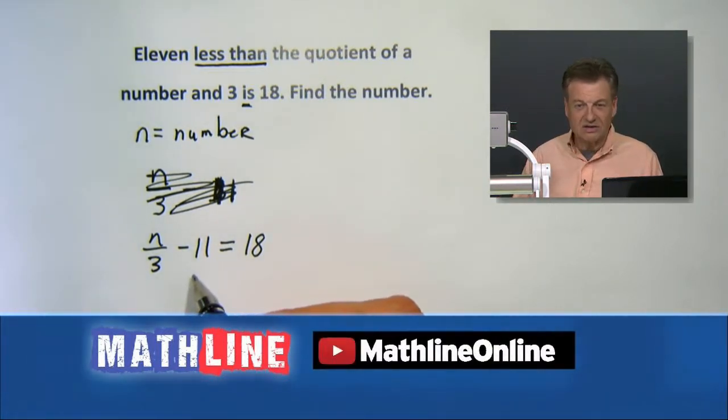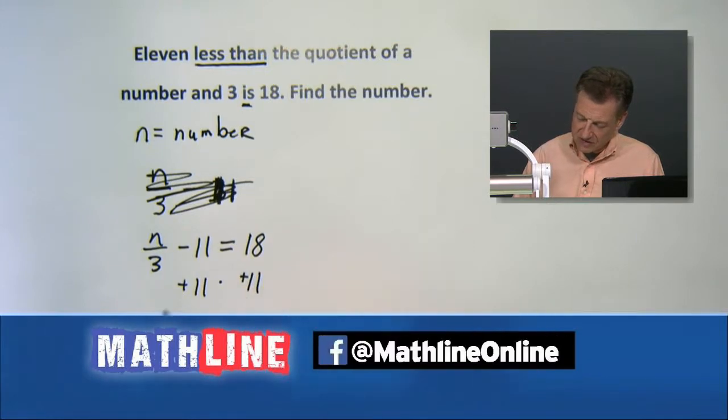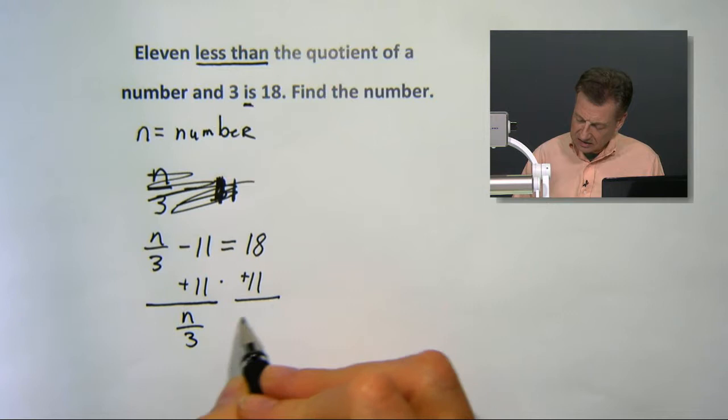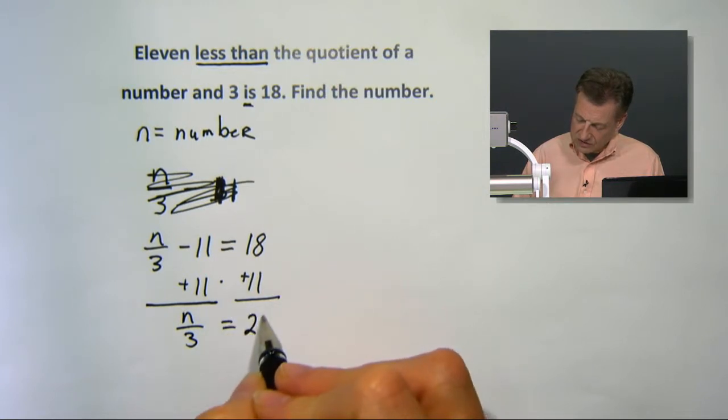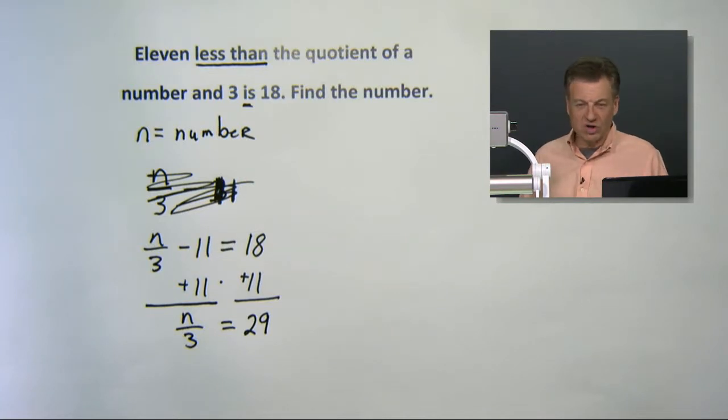Add, we're going to get rid of the 11, right? So we're going to add 11 to both sides. We'll put a plus 11 over there. We've got n divided by 3 equaling 29. My goodness, what in the world do we do now?